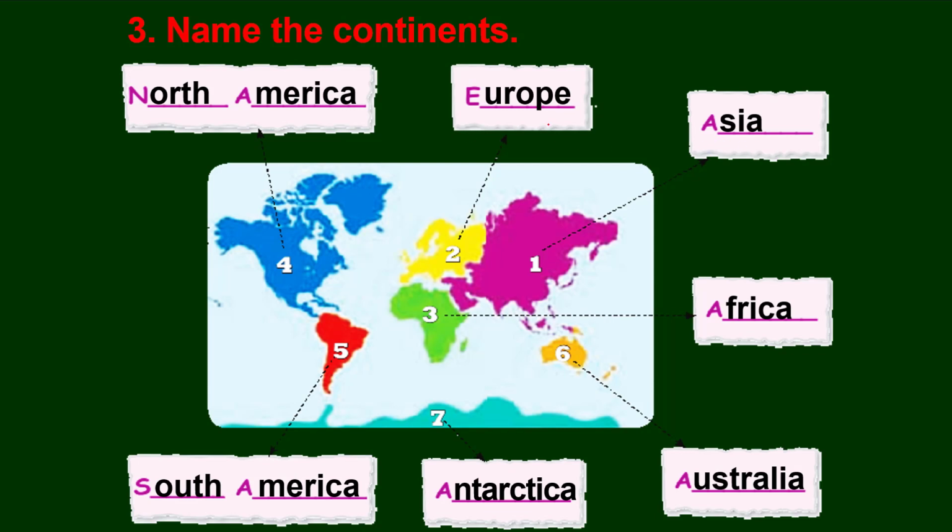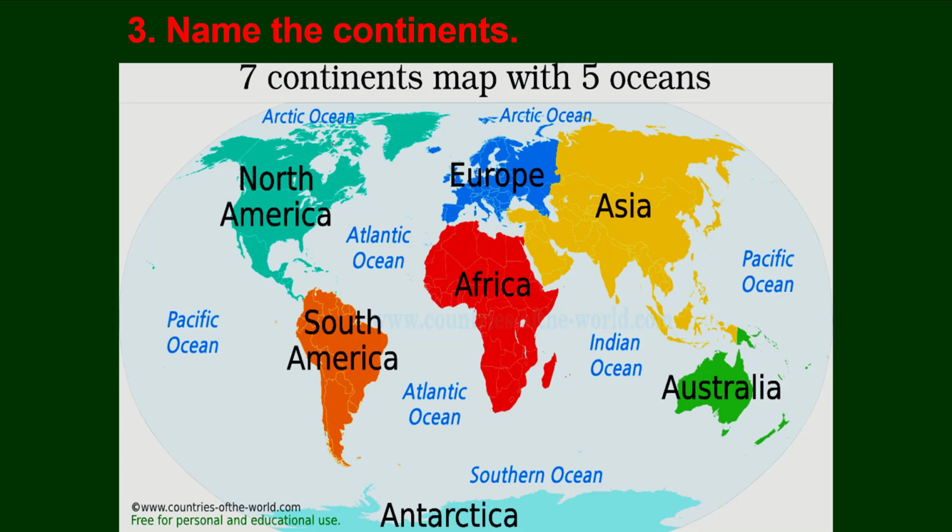Asia. Europe. And Africa. And number 4, North America. And number 5, South America. And number 6 is Australia. And number 7 is Antarctica. Okay? And now name the continents again. As you see here, North America, South America, Europe, Asia, Africa, Australia, and Antarctica. And there are also some oceans here. Arctic Ocean, Pacific Ocean, Atlantic Ocean, Southern Ocean, Indian Ocean.